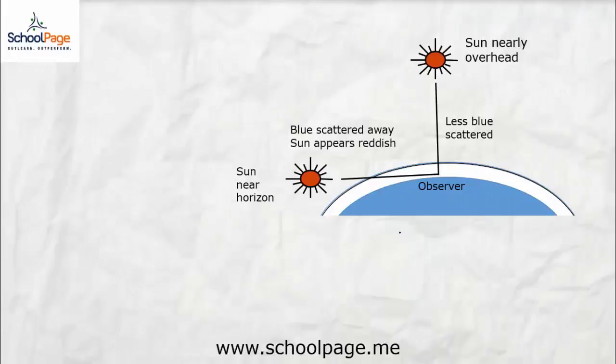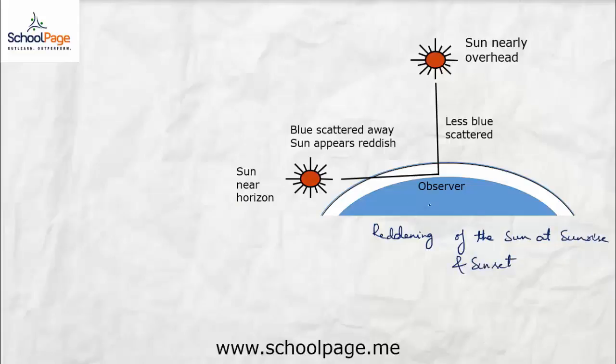This figure gives us a clear understanding of the reddening of the sun at sunrise and sunset. This is the earth and the person is standing here. The light from the sun near the horizon passes through thicker layers of air and larger distances in the earth's atmosphere before reaching our eyes. So what happens here? Blue light is scattered away and hence the sun appears reddish at sunrise and sunset when the sun is near the horizon.